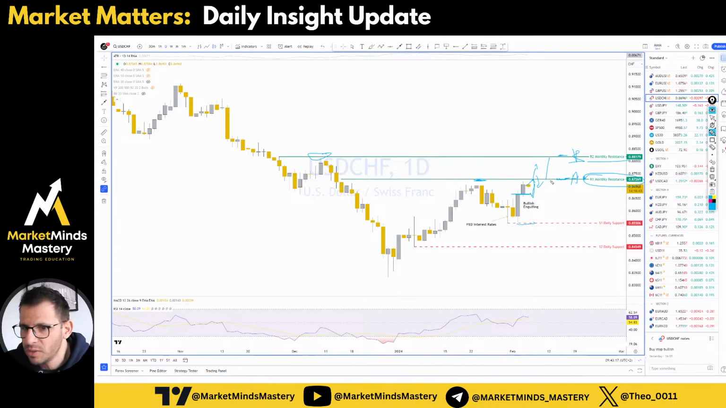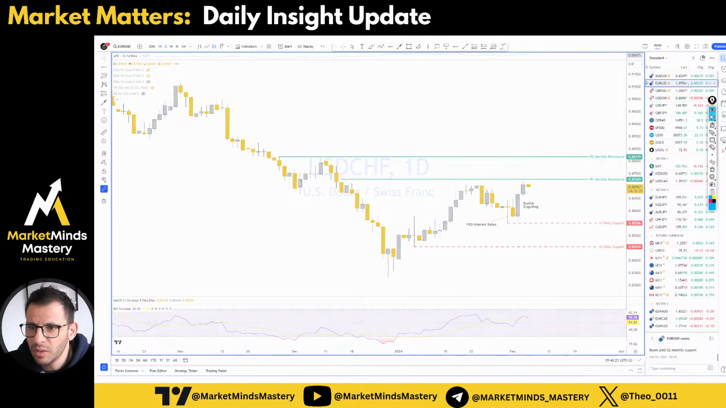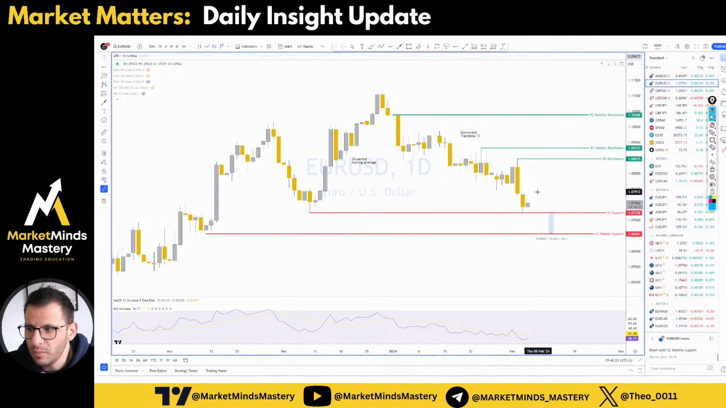1.073 for euro US dollar today? Let's check that one. 1.073. That's just below the open.